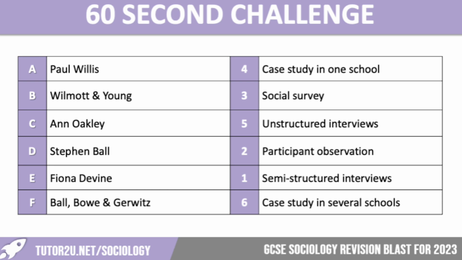D2 is Stephen Ball using participant observation, so looking at the effects of setting in schools. E goes with 1 for Fiona Devine, and semi-structured interviews, so she was looking at the affluent worker study. And then F6 is Ball, Bowell and Gertwitz, who did a case study in several schools.